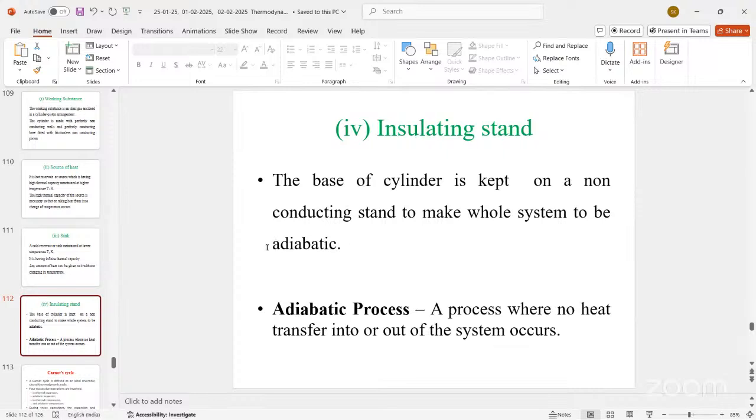In earlier classes we discussed some processes, the thermodynamic processes. So we have 4 processes here. So what is the adiabatic process? It is a process where no heat transfer into or out of the system occurs. So this is called the adiabatic process.